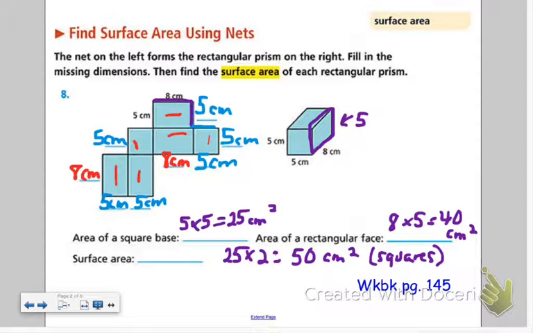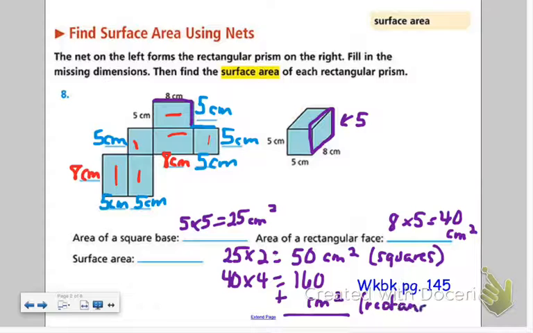Next, I'm going to do the rectangular faces. There are 4 rectangular faces, and all 4 of them are congruent. All 4 of them are 8 by 5. So I'm going to take my 40 and multiply it by 4 because 40 is the area of one face, but I've got 4 of those rectangular faces. So that's going to give me 160 square centimeters. Now I just have to put it all together. The square faces with the rectangular faces all together are going to give me an area of 210 square centimeters.